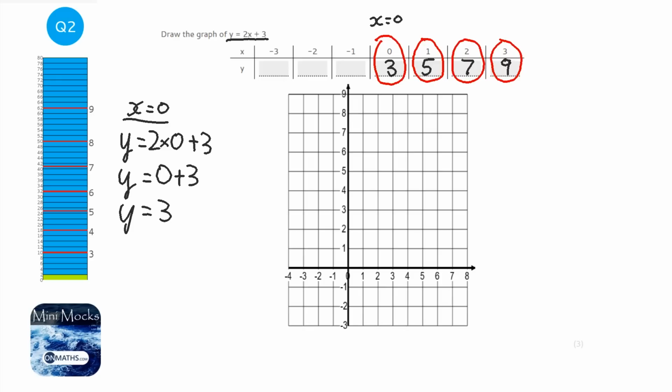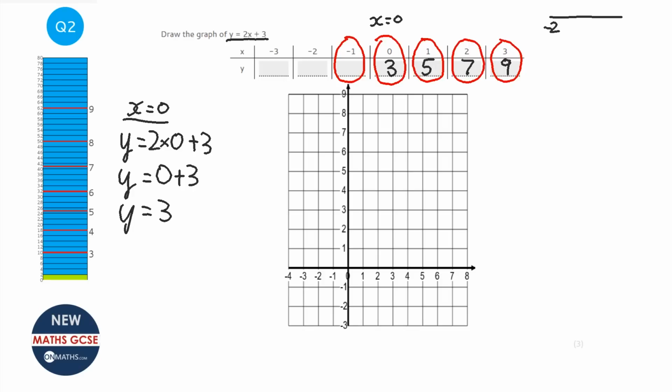Okay, and I always go back to the negatives because I can see a pattern with the positive numbers, so I can use that pattern to check that I'm doing this right. So 2 times minus 1, well, positive times a negative is a negative, so that's minus 2, and minus 2 plus 3, if I just use the number line, 1, 2, 3 will be 1. And I can notice that they're going down in 2s, so 9, 7, 5, 3, 1.